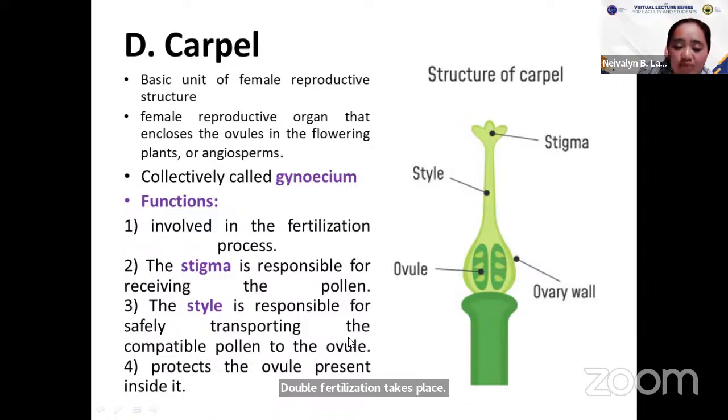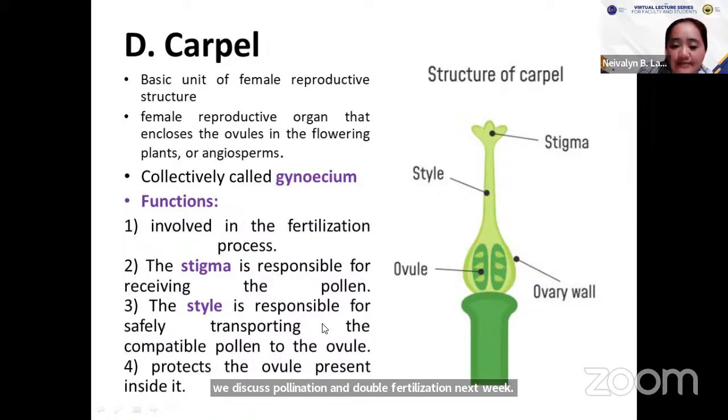That will be part of your lesson by Monday. It will be expounded to you further by my colleague on Monday. We will just discuss the different parts of the flower in order for us to have a better grasp when we discuss pollination and double fertilization next week.